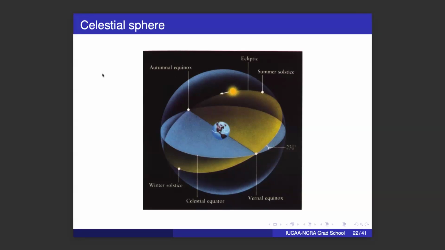At the peak winter, the sun is here on the ecliptic. At the vernal equinox, which occurs in March, it is here. On June 21st, summer solstice, it's here. And during the autumnal equinox, it's there.